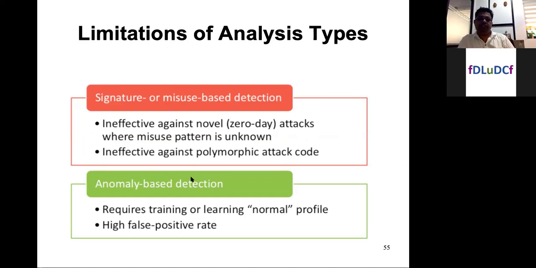Signature-based detection, or what we call misuse-based detection, is ineffective for zero-day types of attacks. It's also ineffective against polymorphic attacks. Polymorphic attacks mean the attack is encrypted or has many forms. You may only know one form, but the other forms are unknown, so it cannot detect them. With anomaly-based detection, the main problem is that you need to train the system. If you train it properly, you can get good results. If you train it poorly, it creates a lot of false alarms.